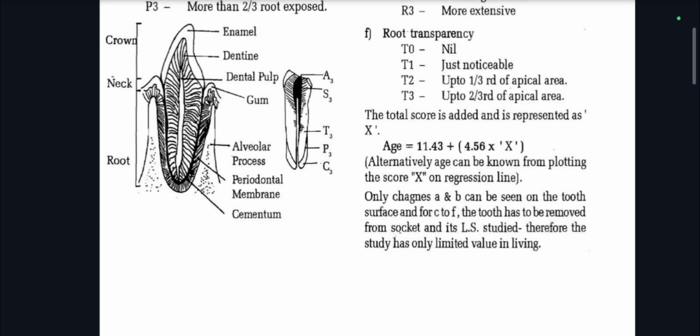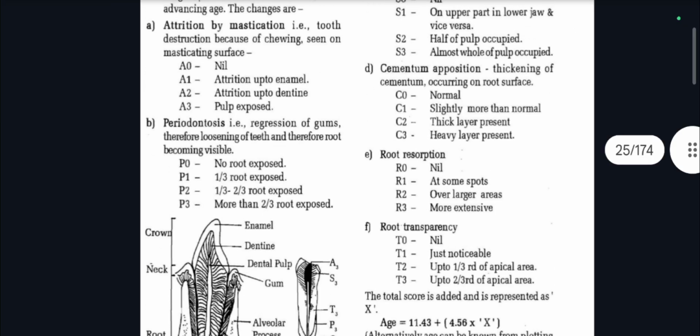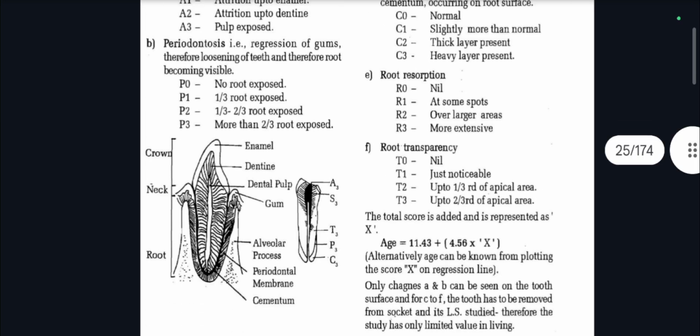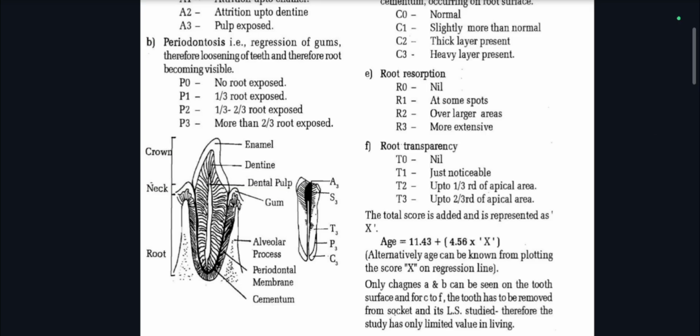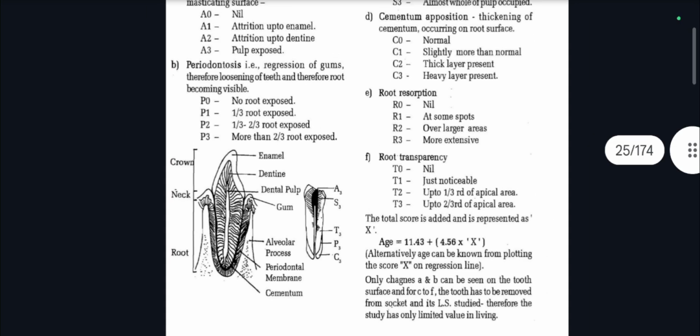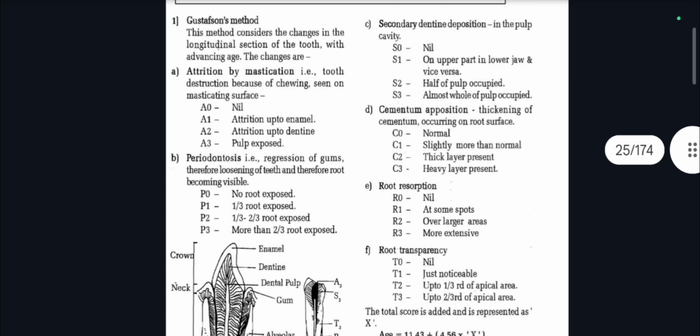Only changes A and B can be seen on tooth surface, and for C to F, the tooth has to be removed from socket and its LS, that is longitudinal section, should be studied. Therefore, the study has only limited value in living. So what they want to say is A and B points are practically possible in living human beings also. But for C to F points, we just have to remove the tooth and then observe the changes.